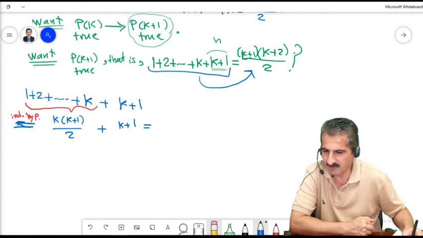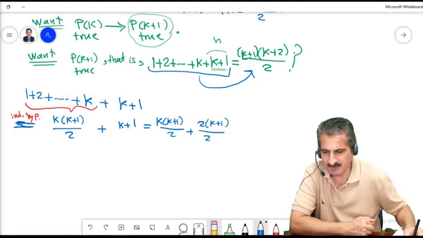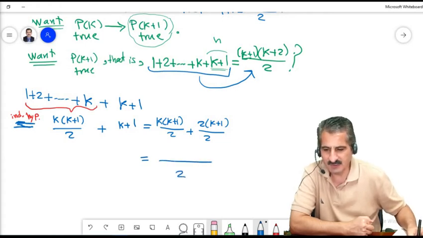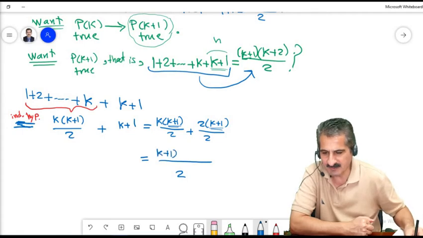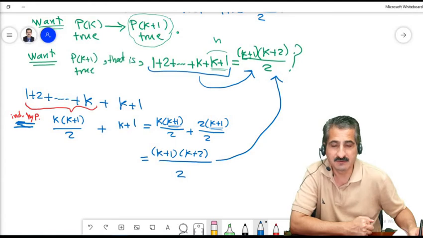Now let us add them and see what we get. To add them, what we do, multiply, okay? Let me do that. Over 2 plus 2 times k plus 1 over 2. So what we got here, this is over 2, and now k plus 1 here is multiplied by k, and here is multiplied by 2, so k plus 2. So I can rewrite it as k plus 1 times k plus 2. And here we go. We have reached this part. And then we are done.